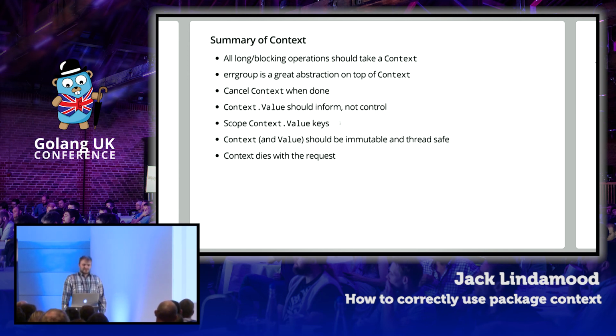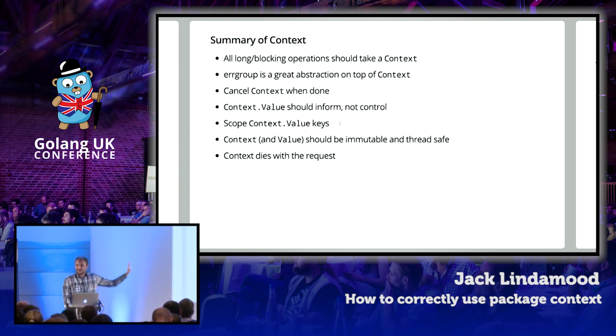Summary of this, so a lot of information here. Any operation you do that is long or blocking or IO should take a context, right? It should have some way to stop itself, and context is the Go standard way to do that, so it should probably take a context. Error group is a really great abstraction on top of context, so I would strongly recommend using it if you're doing parallel calls. It makes it really easy to cancel them all at once and time all that back out.